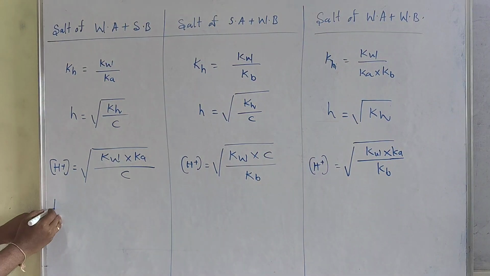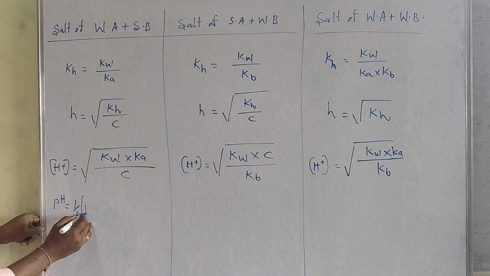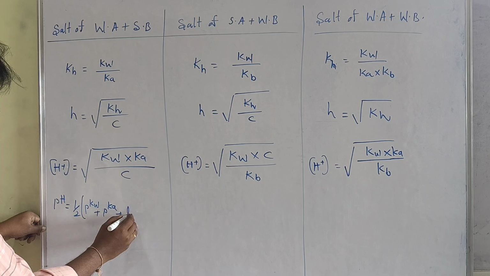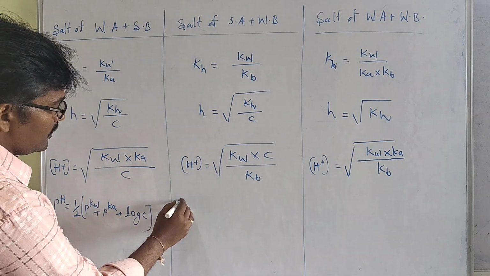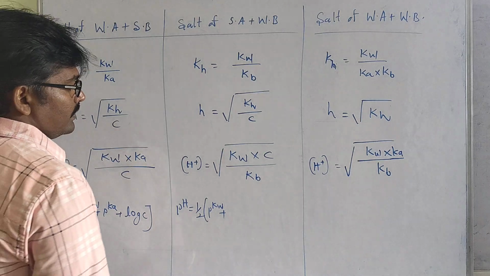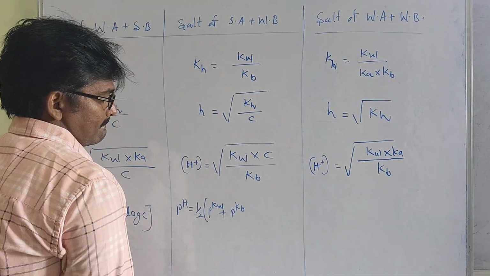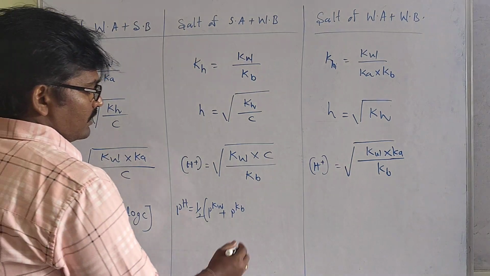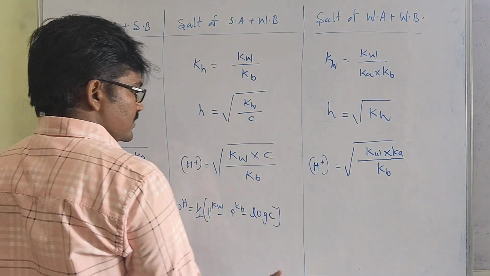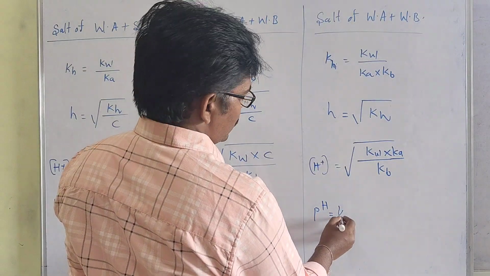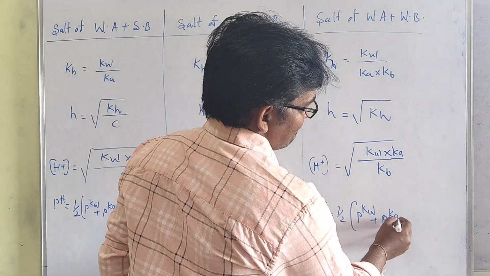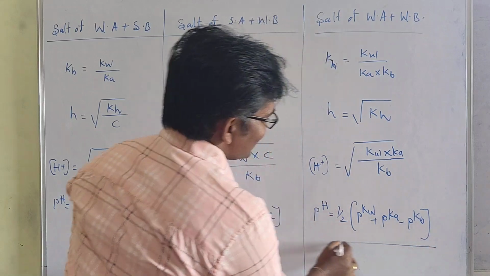Then finally pH equals 1 by 2 into pKw plus pKa plus log C. Then for this, pH equals 1 by 2 into pKw minus pKb minus log C. Then for this, pH equals 1 by 2 into pKw plus pKa minus pKb. Understand?